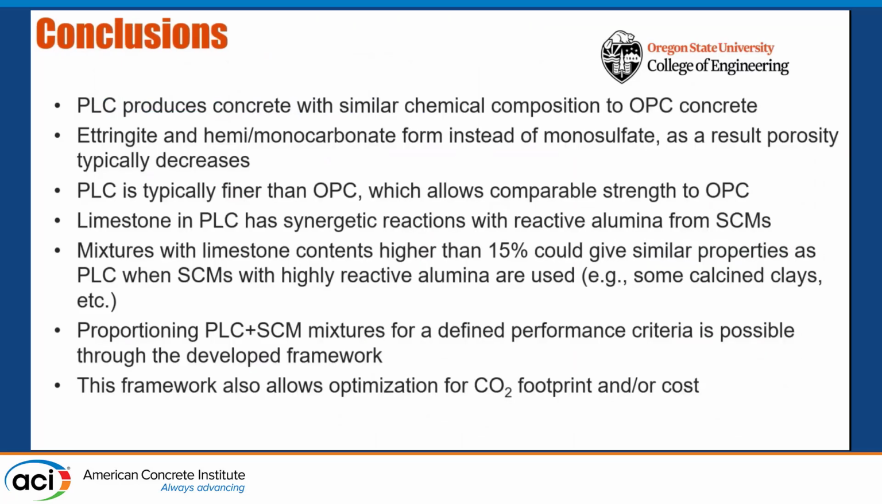So the conclusions that I have are that PLC produces concrete with similar chemical composition to OPC concrete, with ettringite, hemicarbonate phases, and monosulfate replacement. Ettringite replacing monosulfate helps the porosity initially. After a while, you start diluting the system, but up to 15% with intergrinding, a little bit finer, you can get equivalent strengths, as we saw. Additional alumina is very interesting. The SCMs that contain reactive alumina make PLC a very exciting material, and we can think about how to optimize those mixtures with PLC and SCMs containing reactive alumina. And I just showed you a way of doing this in a very scientific way.